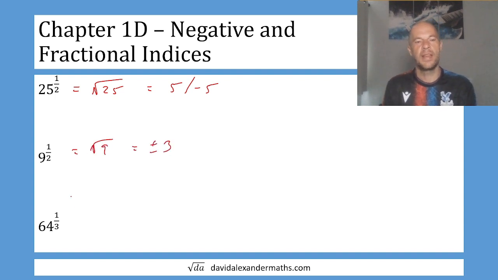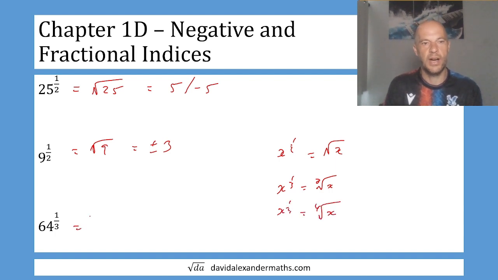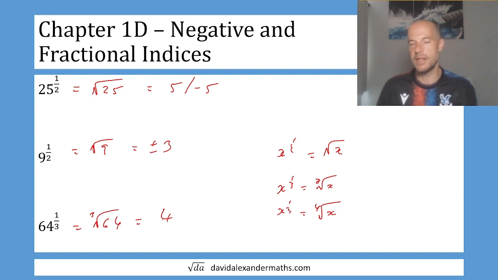minus 3. Now if to the power of 1/2 means the square root, to the power of 1/3 means the cube root. Oops, that is a 3. To the power of 1/4 means the fourth root. So here we are cube rooting 64, and the cube root of 64 is 4. No, negative 4, only plus 4.